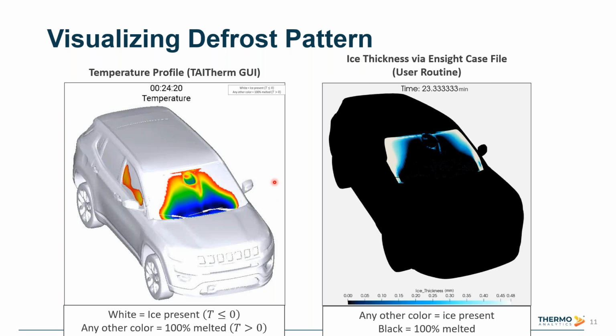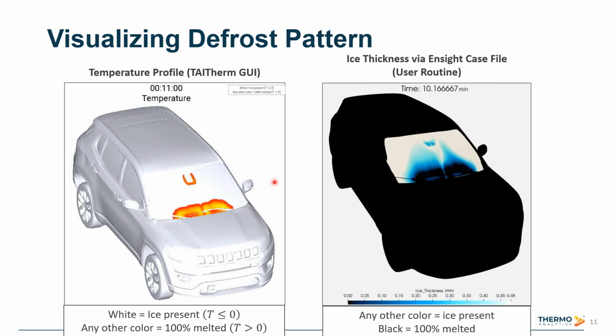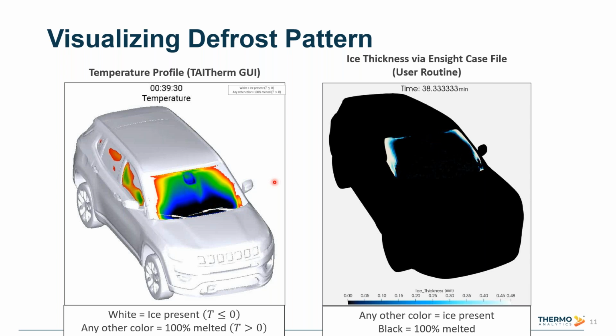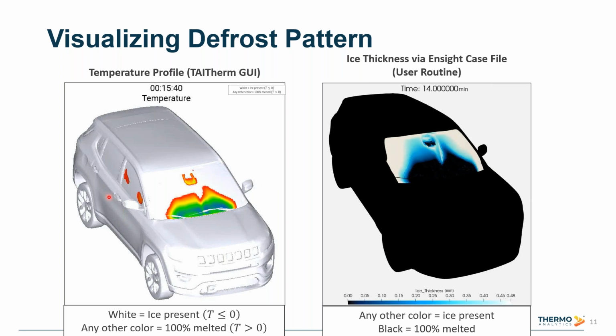As we know, if the windshield external temperature is below 0, the ice we put there initially is still present. It hasn't begun melting yet. The windshield warms up over time, and when we reach 0 degrees, it begins to melt. And not until all the ice is melted do we see temperatures increase past 0. So basically what we're seeing is a contour. Any color other than white means the ice is completely melted, and white is any temperature less than or equal to 0, meaning ice is still present.